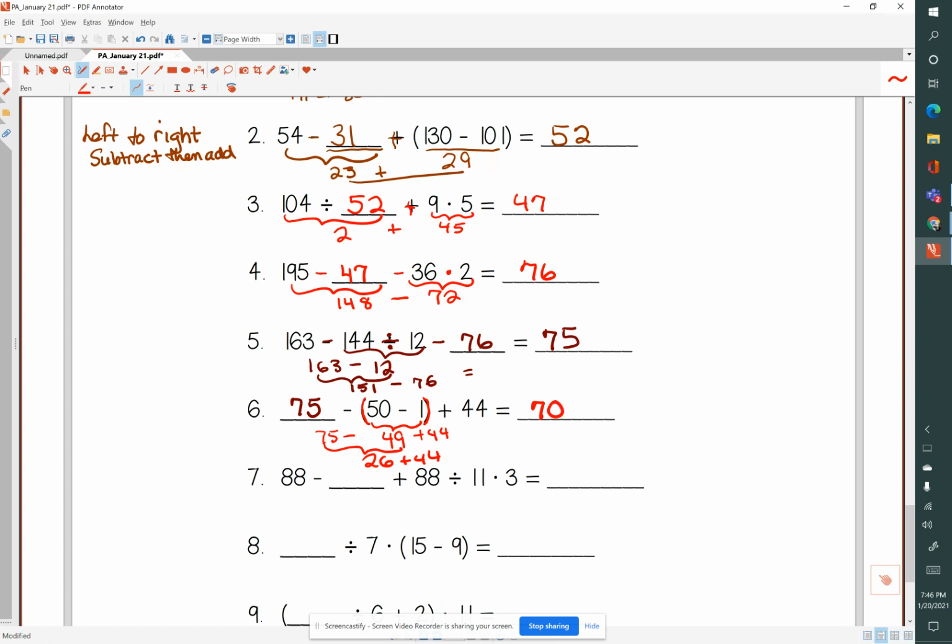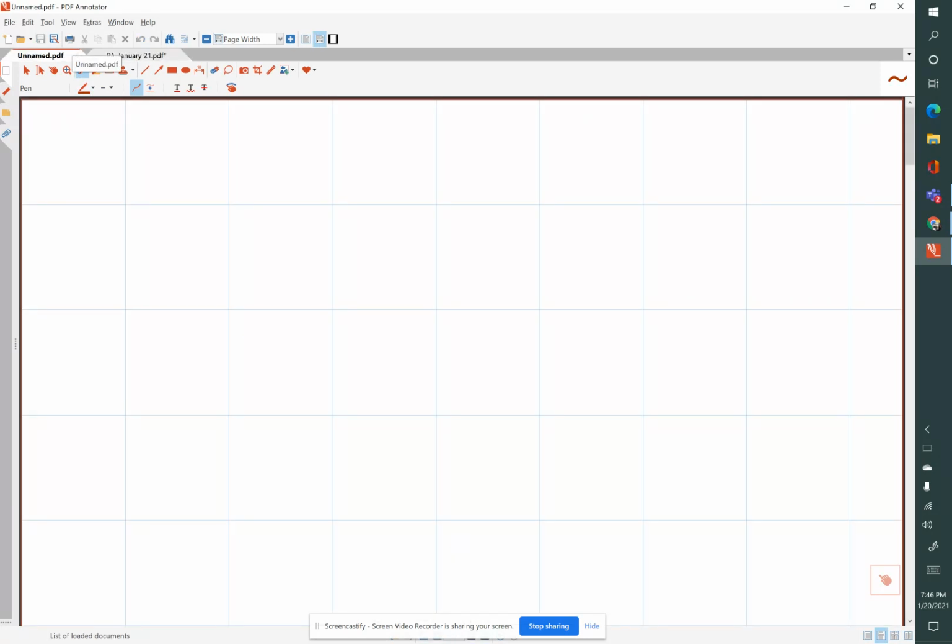Now these are getting longer, these problems. I think I'm going to use the scrap paper. So we've got number 7, which, if I remember correctly, is 88 minus 70 plus 88 divided by 11 times 3. Now, you might be tempted to cancel out the 88, but it's a plus 88, so you can't do that.